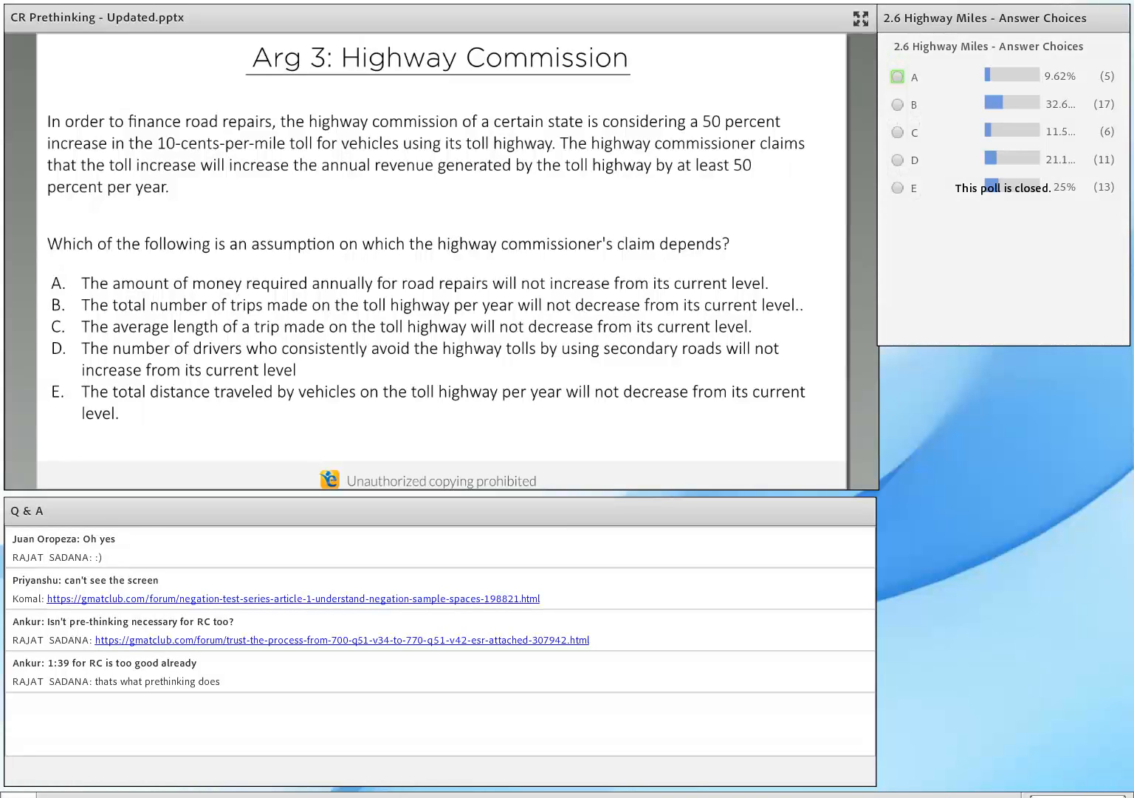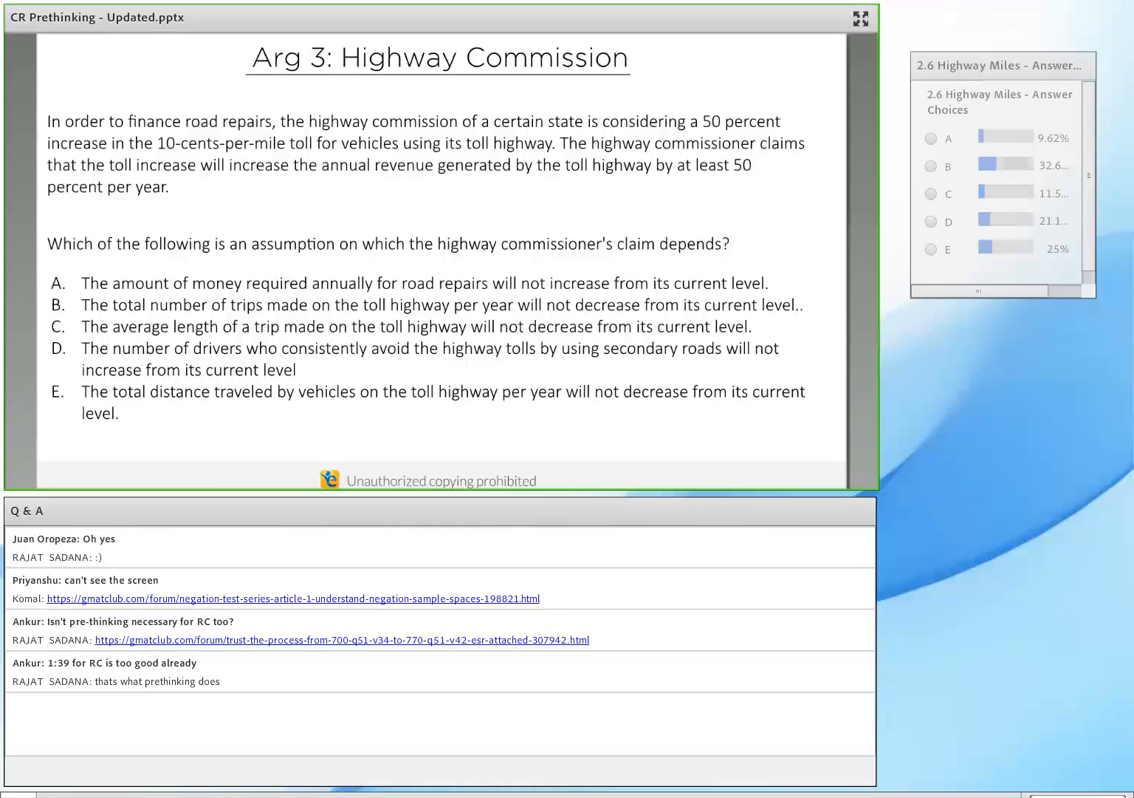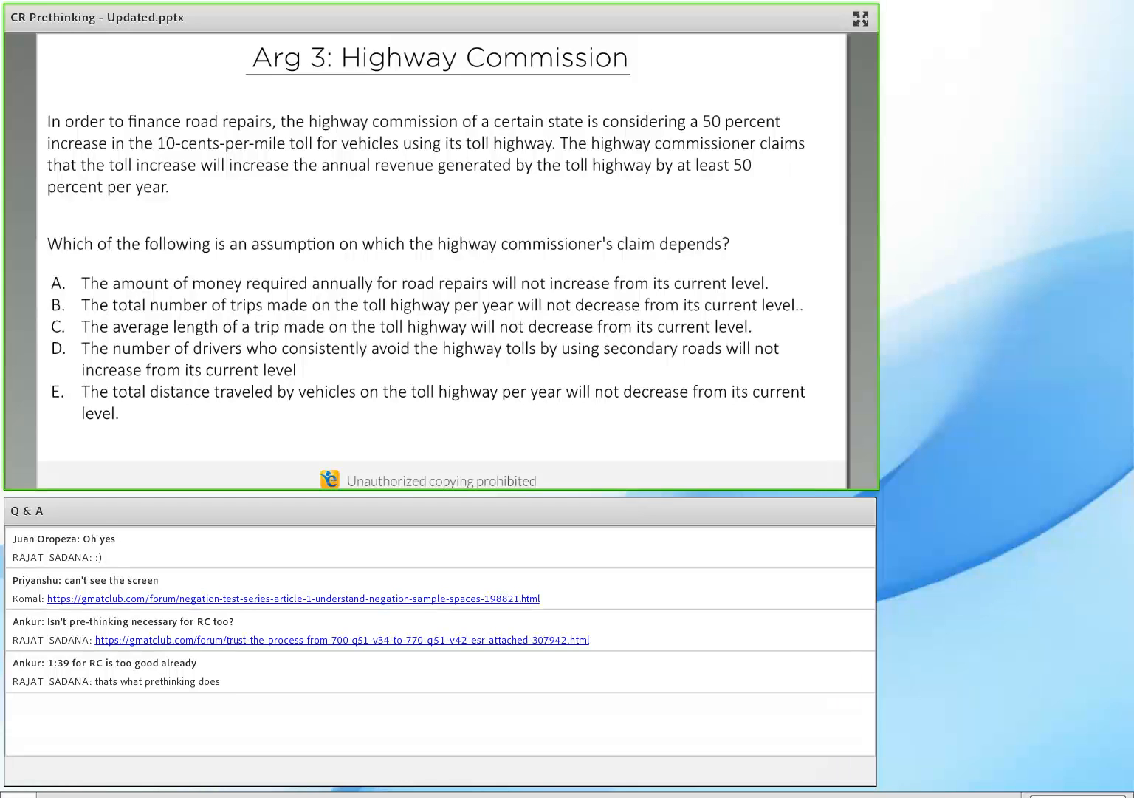Let me broadcast the results. So we have what we call a split theory, where people are confused between choices B, D, and E, Bravo, Delta, and Echo. So let's see which one's the correct answer. And as I said, it's a very simple argument, but the answer choices make it confusing.